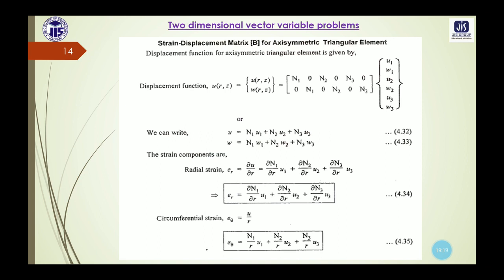Now the strain components we need to find here. First we need to find the radial strain, epsilon r. This equals del u del r, which is del N1 del r u1 plus del N2 del r u2 plus del N3 del r u3. So this is the mathematical representation of the radial strain.